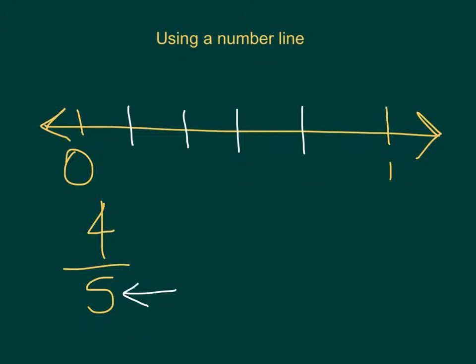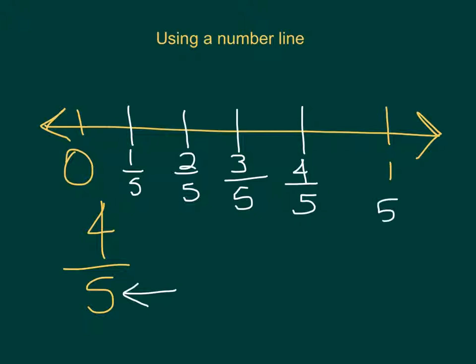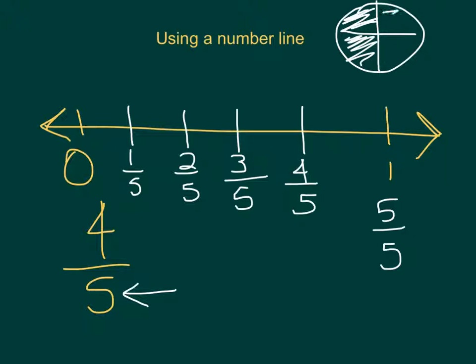So 0 would be 0. This would be 1/5, 2/5, 3/5, 4/5, and 1 is the same as 5/5. Any number over itself is equal to 1, because if you think about a pie, and if it's divided in 4 places, if we shade in 4 of the 4, that's filling up a whole pie. So any number over itself is equal to 1. Then you would be able to take your fraction and represent it on the number line, saying that it's right here.